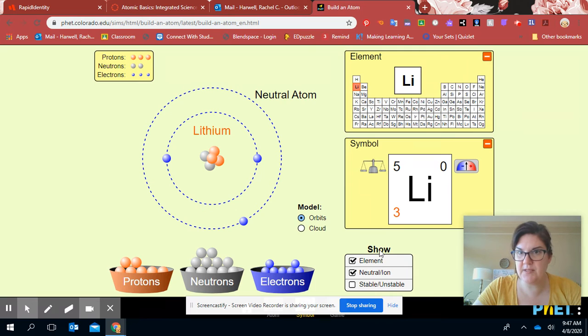So play around with this, looking at atomic number and atomic mass. Atomic number is how many protons. Atomic mass is how many protons plus neutrons.